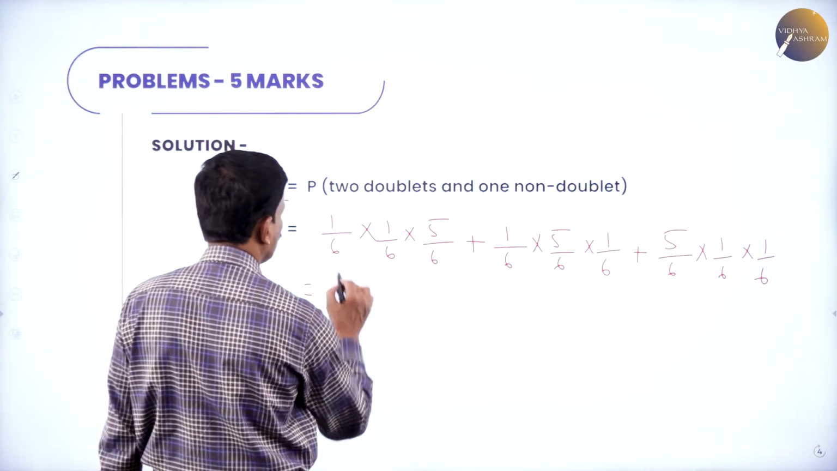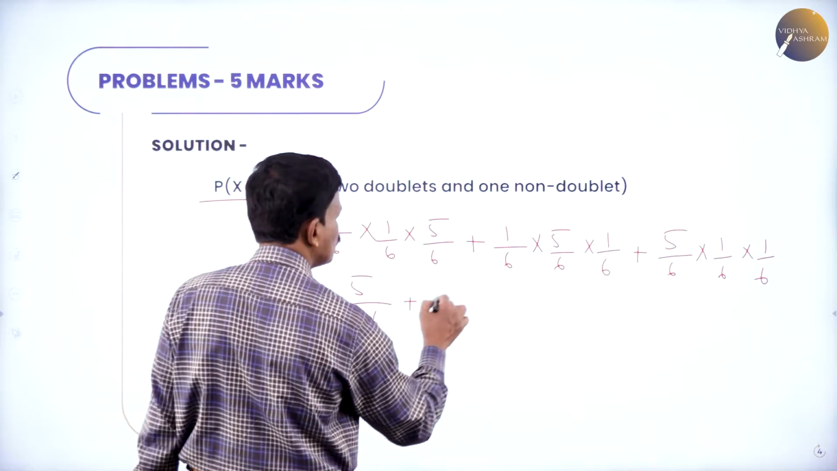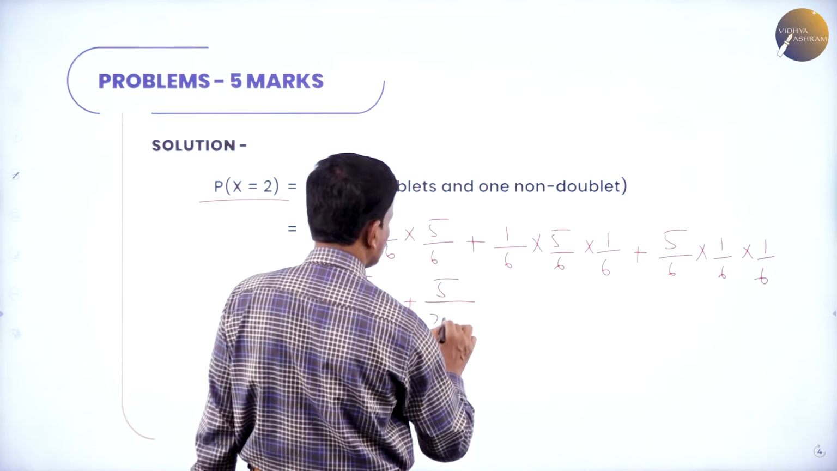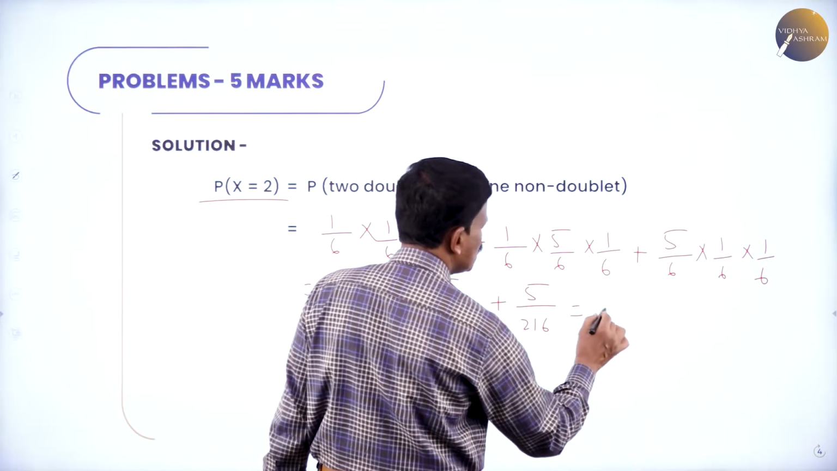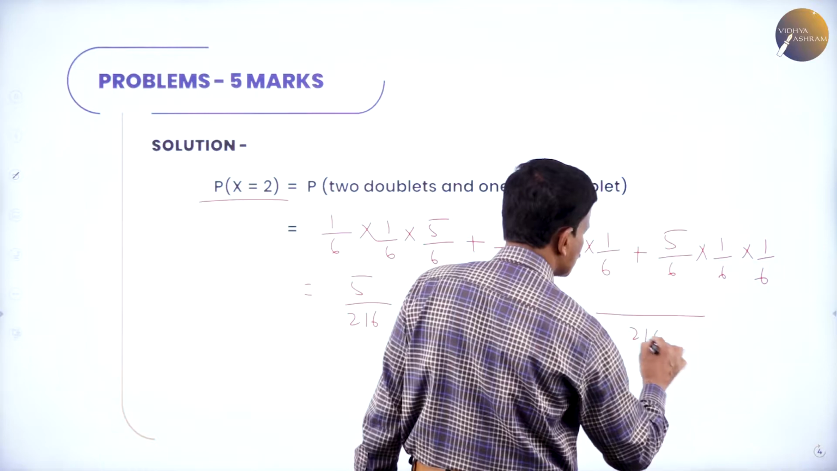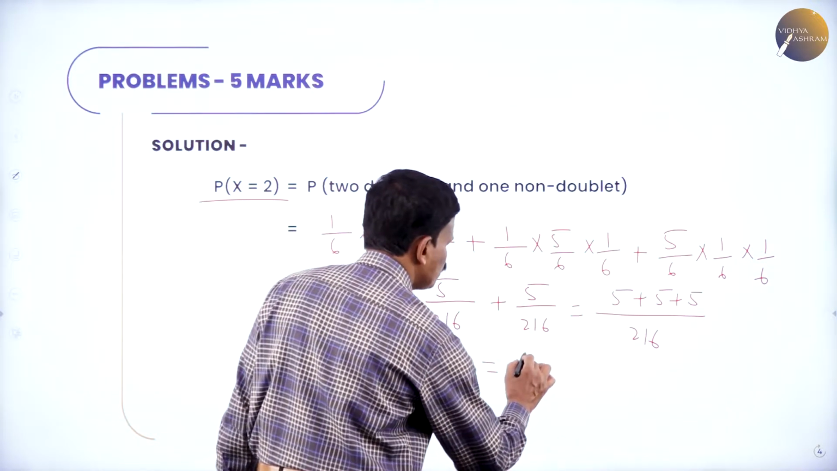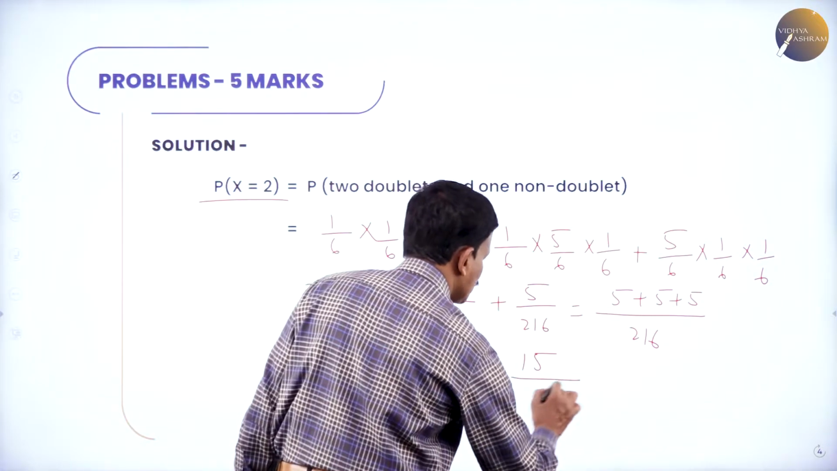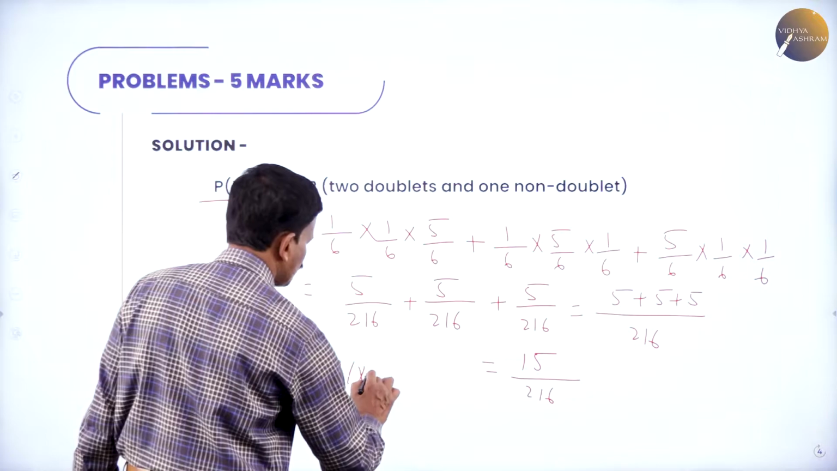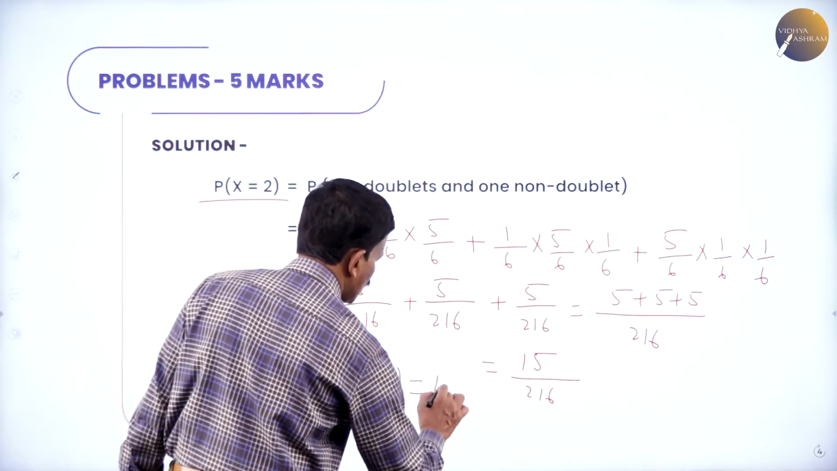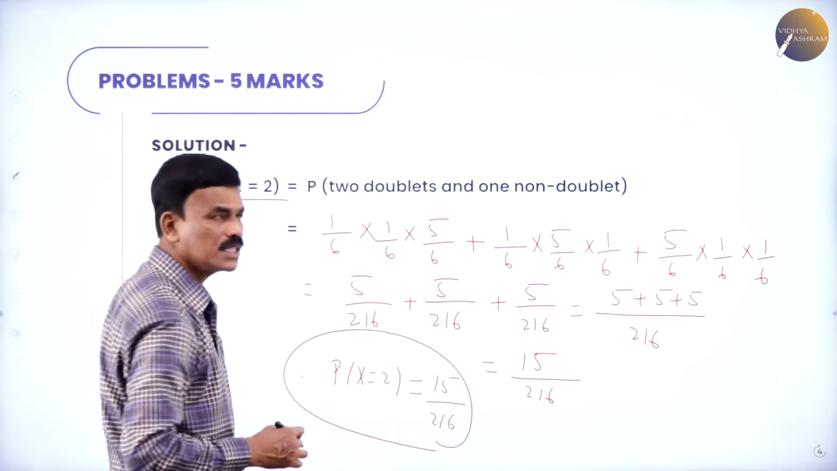So this is equal to 5 ones are 5 divided by 6 into 6 into 6 is 216. Again 5 ones are 5 by 216 plus 5 ones are 5 divided by 216. Take LCM 216 is the LCM. 5 plus 5 plus 5 is 15 divided by 216. Therefore, probability of x is equal to 2 is 15 divided by 216. This is the case 3.